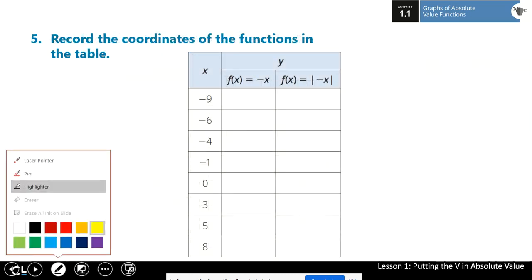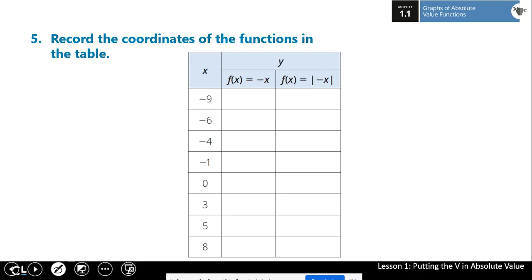Okay, so now we are going to look at when f of x equals -x. So we're doing -1 times all of our x values, so we are going to pretty much just flip the signs. So we'll have 9, 6, 4, 1, 0, -3, -5, and -8.